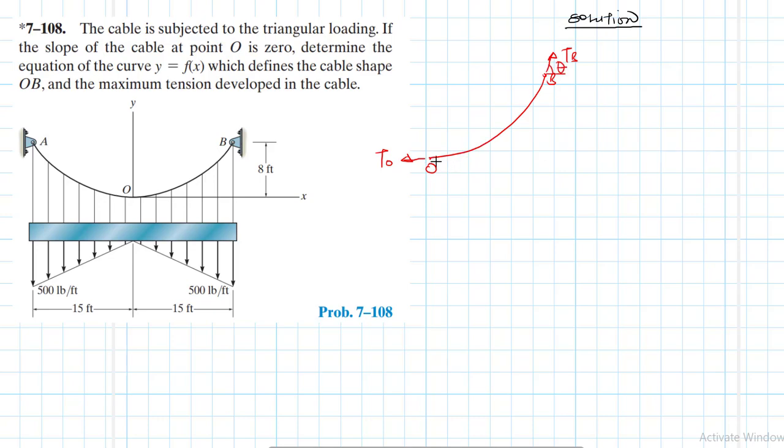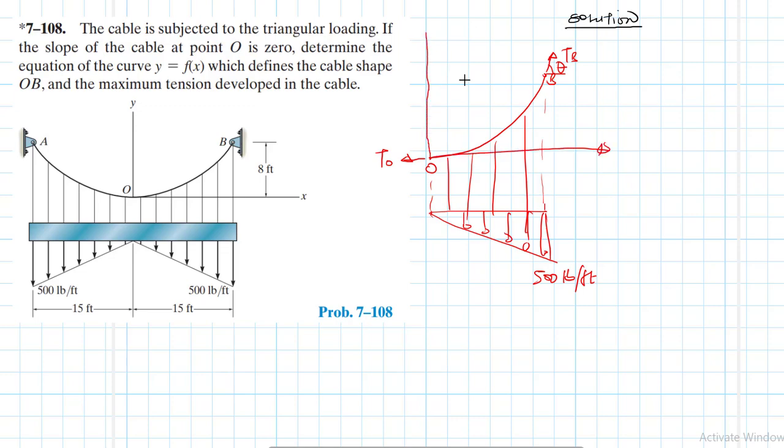The slope there at O is 0, and then we have the loading like this, and we know the maximum intensity there of 500 pounds per feet. So we can use this part just the way it is, and apply the equations of equilibrium.